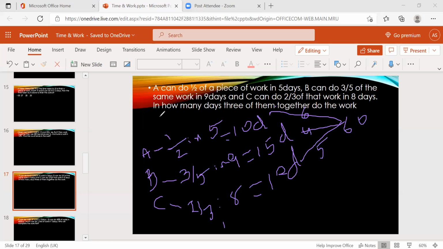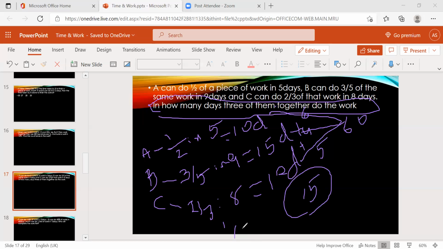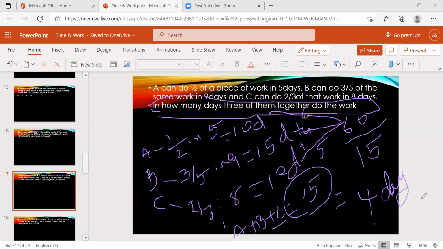Now, what they're asking: in how many days can the 3 members do the work? 3 members, just add. So 15 is the efficiency for the 3 members, A plus B plus C. Right? So the efficiency of 3 members is nothing but 15. So 60/15 is nothing but how many days? 4. Right? So the 3 members together complete the work in 4 days.